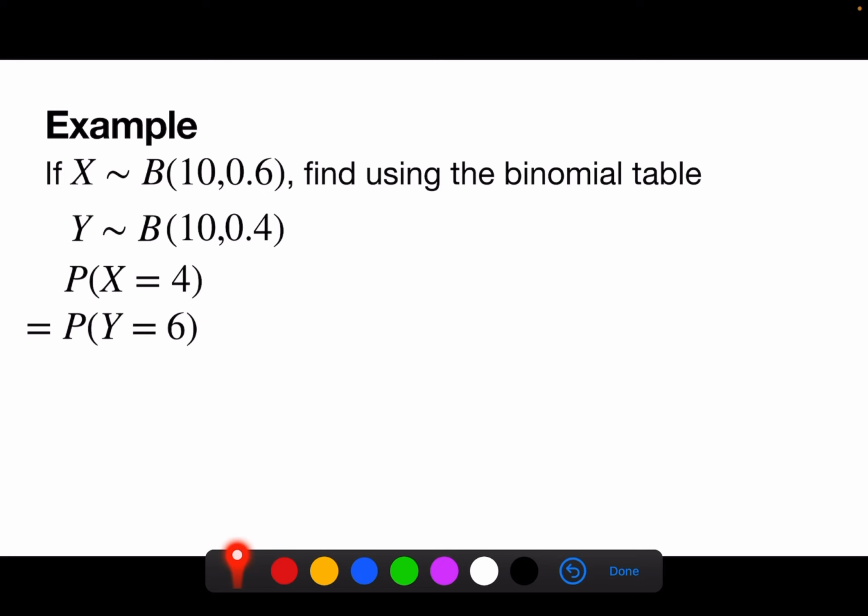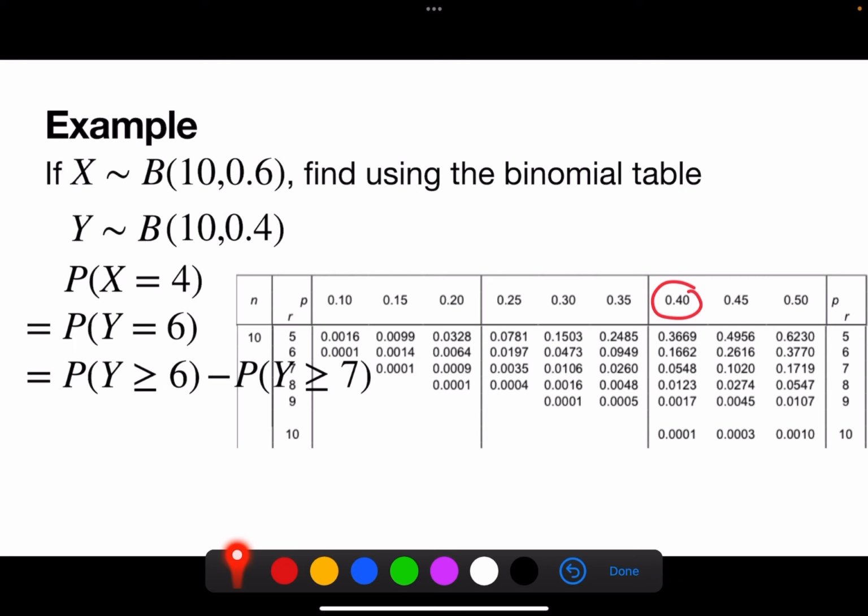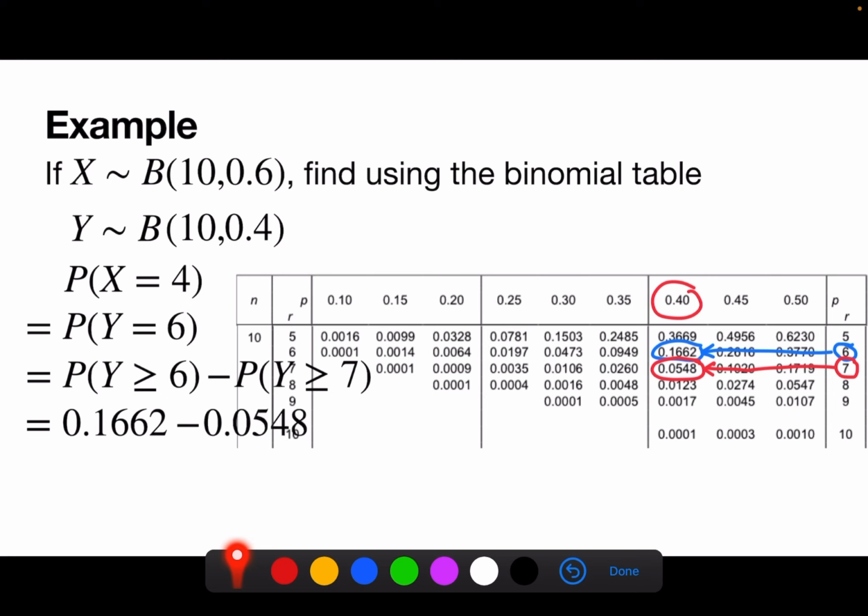Okay. So, what we're going to do next, if we're using table, probability of y greater than or equals to 6 will minus, what is the number after 6? 7. So we're going to minus with probability of y greater than or equals to 7. P 0.4, y greater than or equals to 6 is 0.1662. Okay. Minus with probability of y greater than or equals to 7. Okay. 0.0548. I hope you can read that one. So we're going to get 0.1114.